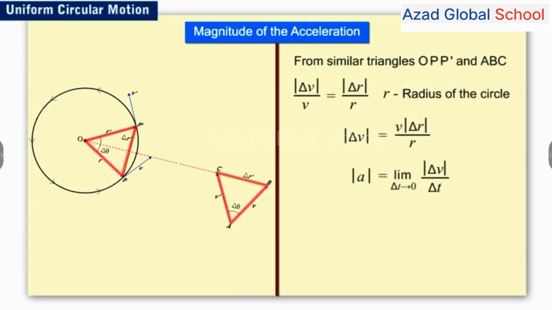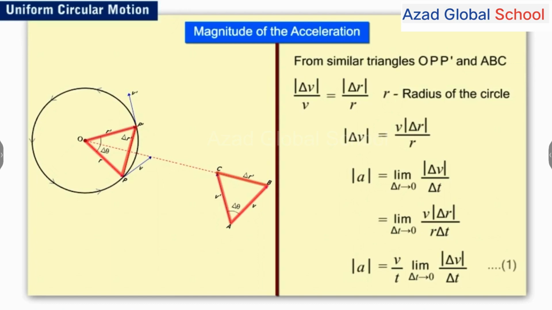Magnitude of a is equal to limit delta t approaches 0 of magnitude of delta V by delta t, which is equal to limit delta t approaches 0 of V into magnitude of delta R by R delta t. This expression can be written as magnitude of a is equal to V by R into limit delta t approaches 0 of magnitude of delta R by delta t. Let this be equation 1.